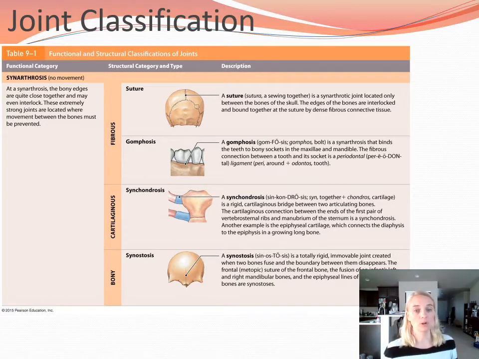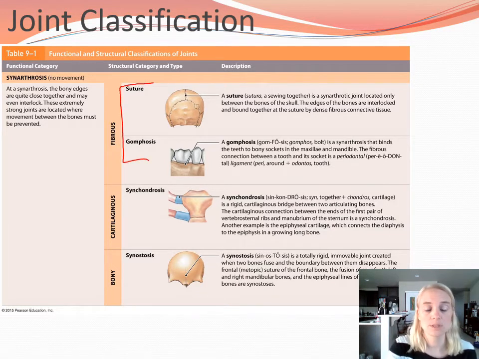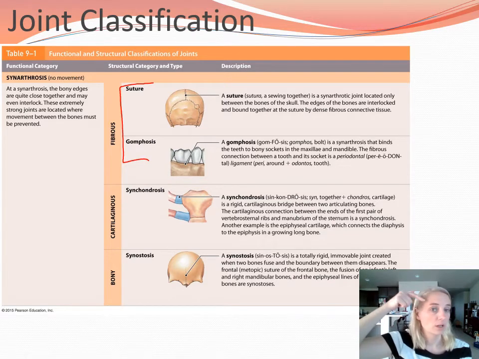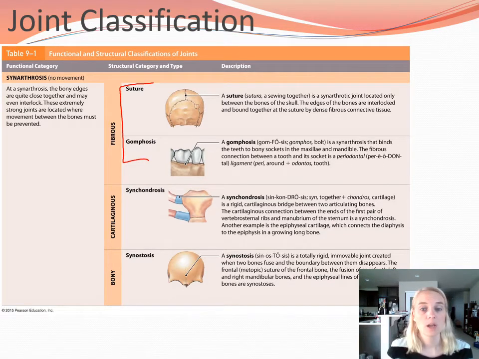So the first example of a synarthrotic is fibrous. So a fibrous synarthrotic joint, there are two examples. One is a suture. For example, the sutures that you are learning from your bone list, like your sagittal suture, your frontal suture, your squamosal suture. Those are all going to be sutures, which are fibrous in their synarthrotic category because it's just some connective tissue. Think dense, regular connective tissue.